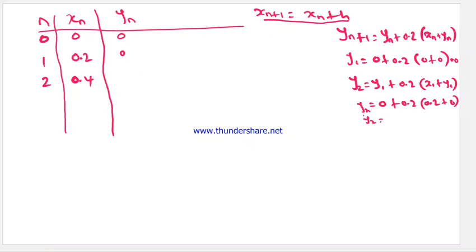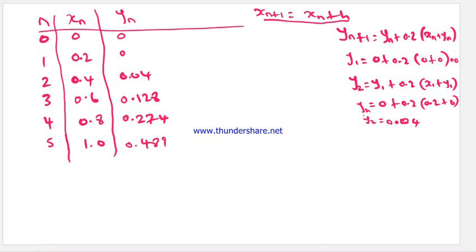y2 equals 0.04. So this gives 0.04. So those are the other values at other positions of x. So that is all about the Euler method.